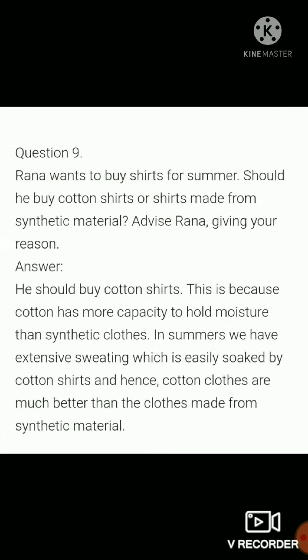Now question number 9. Rana wants to buy shirts for summer. Should he buy cotton shirt or shirt made from synthetic material? Advise Rana giving your reason. He should buy cotton shirt. This is because cotton has more capacity to hold moisture than synthetic cloths. In summers, we have extensive sweating which is easily soaked by cotton shirts, and hence cotton cloths are much better than the cloths made from synthetic materials.